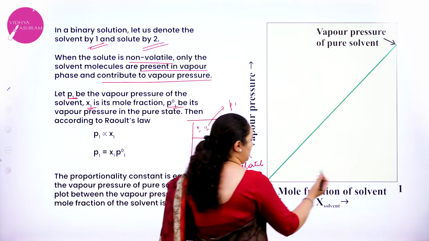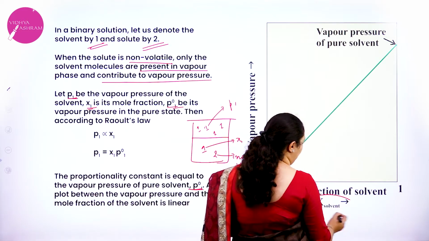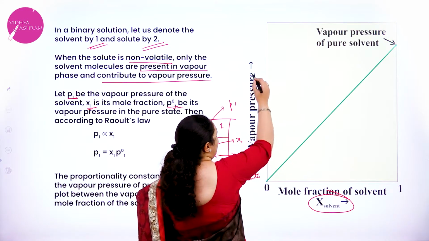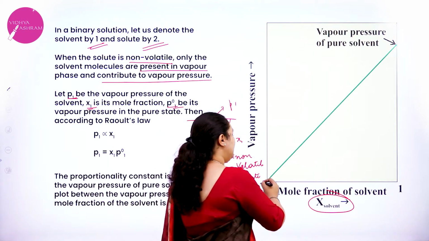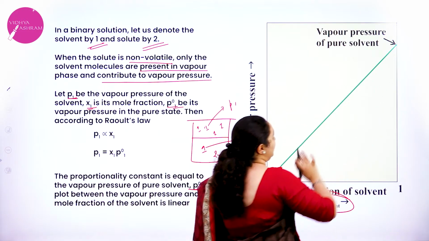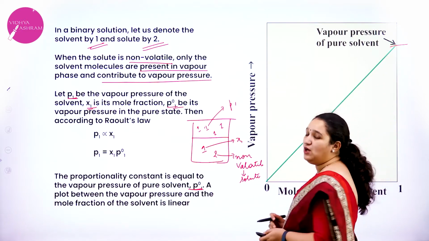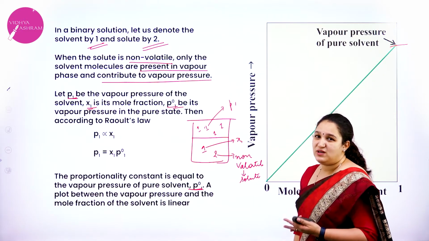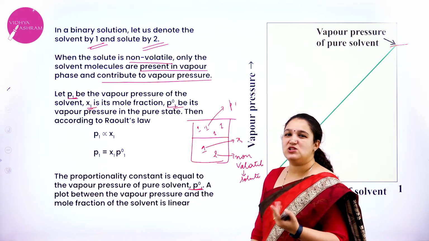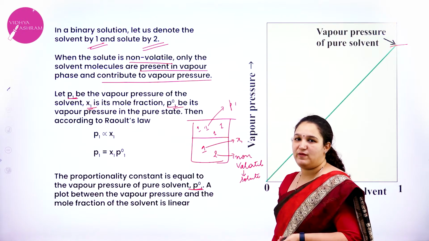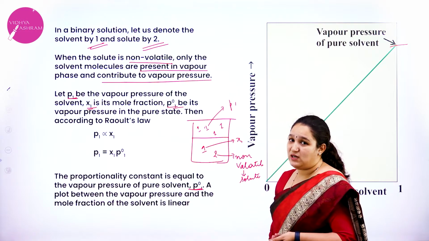So of course from 0 to 1, mole fraction of the solvent I have taken on the x-axis, vapor pressure is taken on the y-axis, and it will be linear. It will go as a straight line, and where it reaches 1 we call it the vapor pressure of the pure solvent. So it is very easy because we have only one solvent which is going into the vapor phase. So I hope you have understood about it.